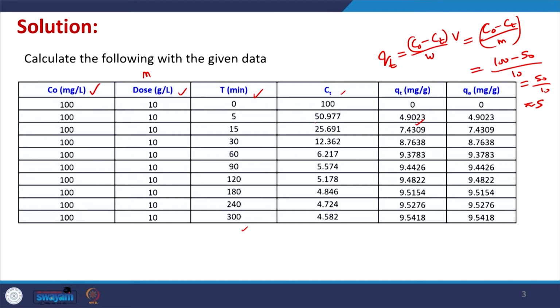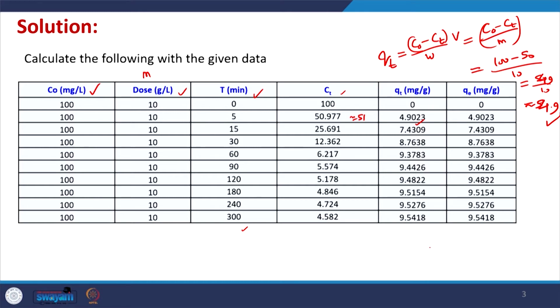So, this is 4.9, because it is actually equal to 51. So, 51 it will be 49 divided by 10. That is why it is 4.9. So, this is the value. This way we can determine the Qt.